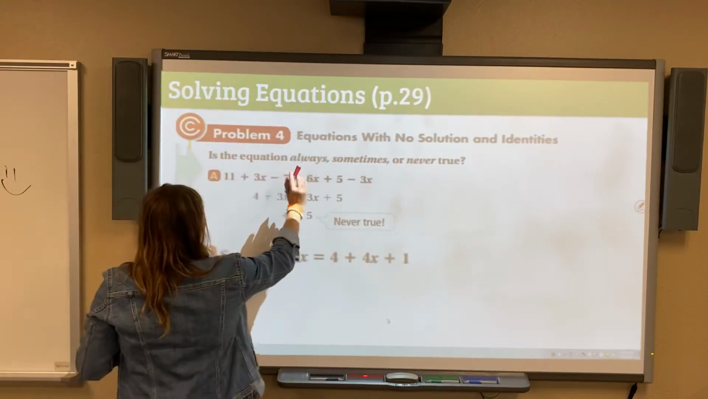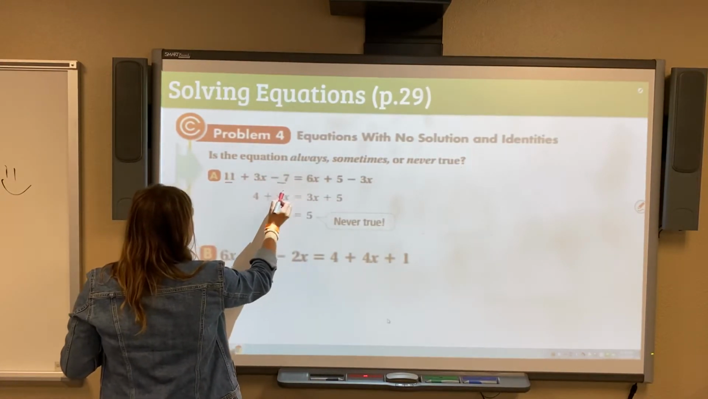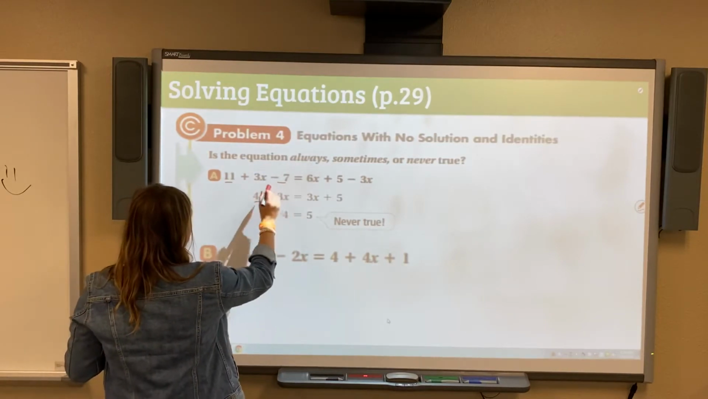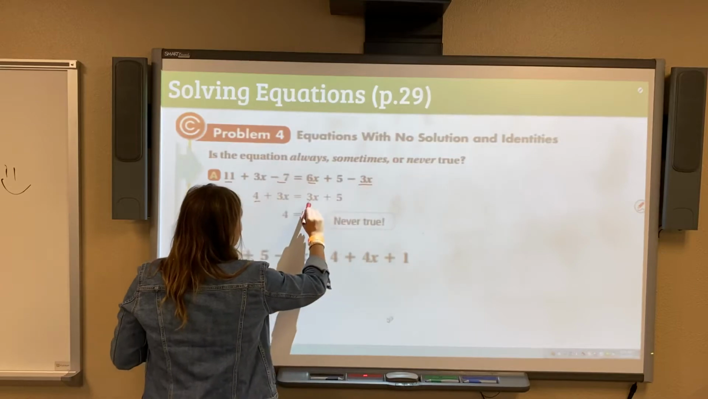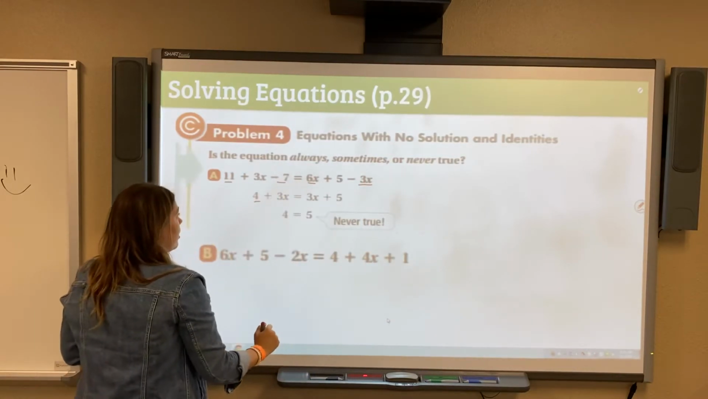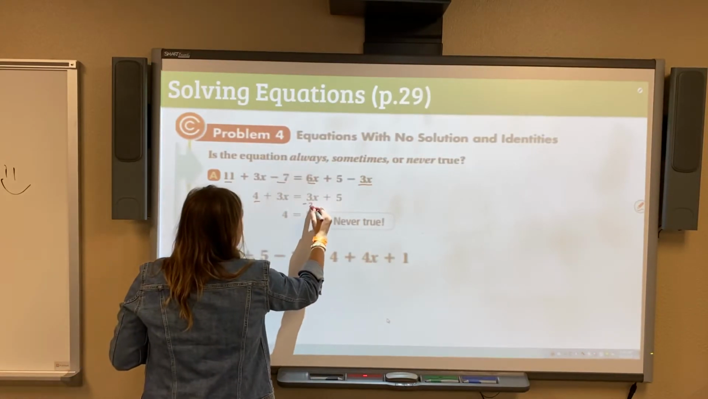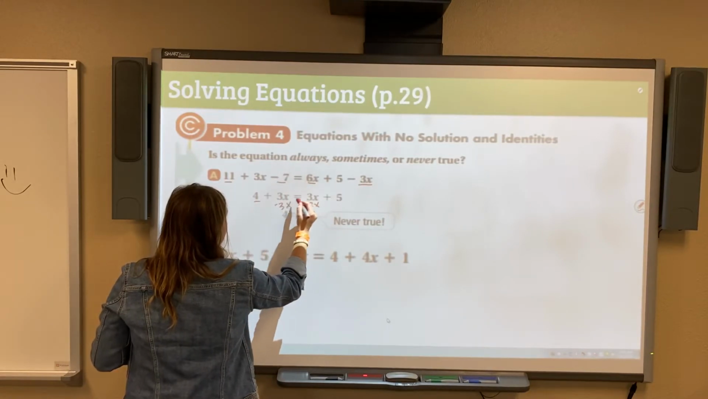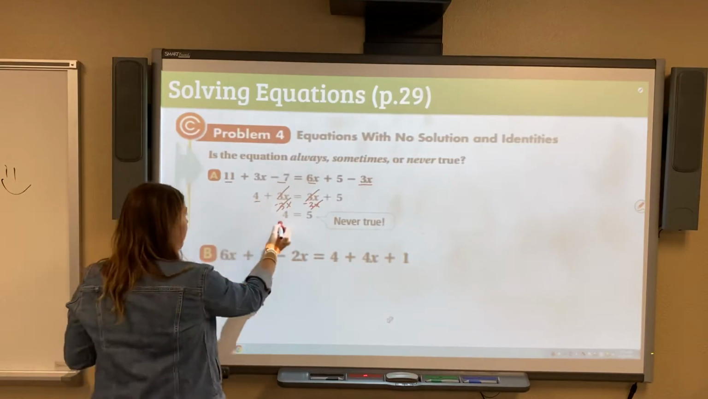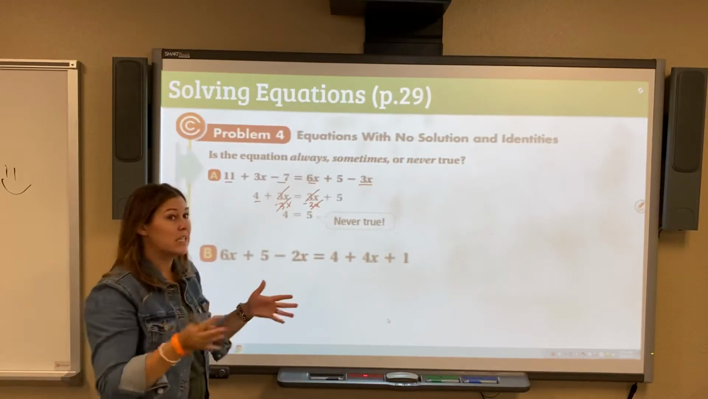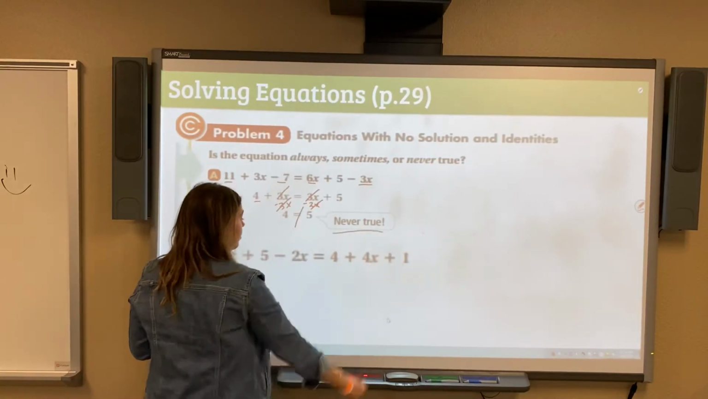So on the left, we can combine the 11 minus 7 to get the 4. So 4 plus, bring down the 3x. Here we combine our 6x minus 3x, get 3x plus 5. Okay, if we move our 3x to the other side, this cancels and this cancels, but that also cancels. So that's why we have just 4 equals 5. 4 does not equal 5, so it's never true.